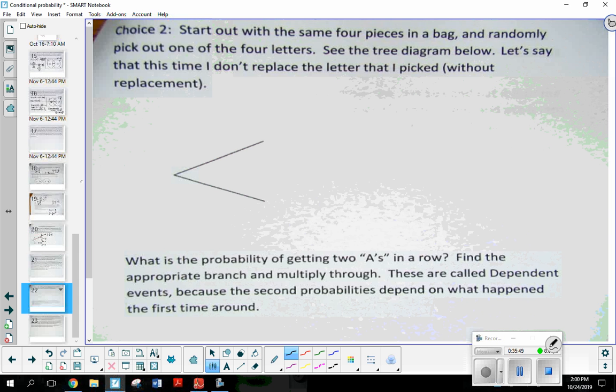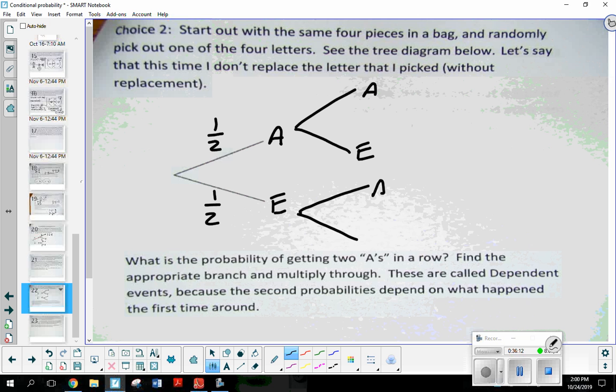Now, start out with the same 4 pieces in a bag and randomly pick out one of the 4 letters. See the tree diagram. Okay, so let's create a tree diagram for this one. So here's A, here's E. So we start out the same. There's a 1 in 2 probability for each of these, but now I'm not going to replace the tile that I choose. Okay.